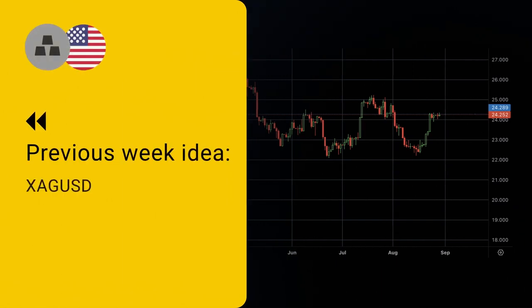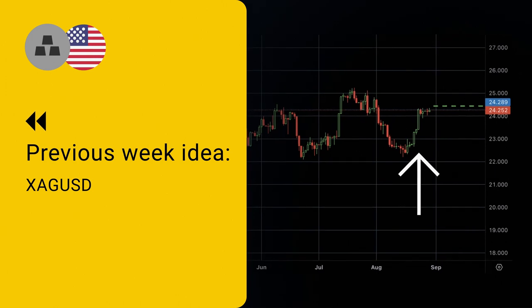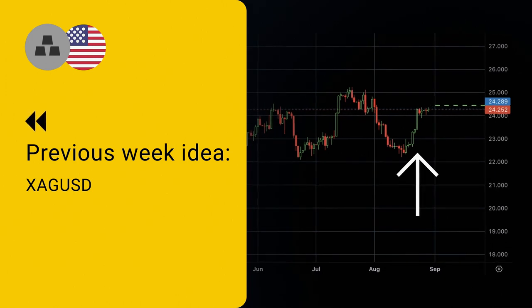Last week, the idea was on silver with targets at 23.80 and 23 if it moved to the downside. The higher target was achieved and is currently trading around the 24.30 area, validating the target of last week.